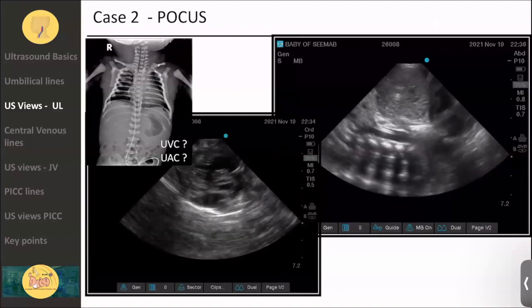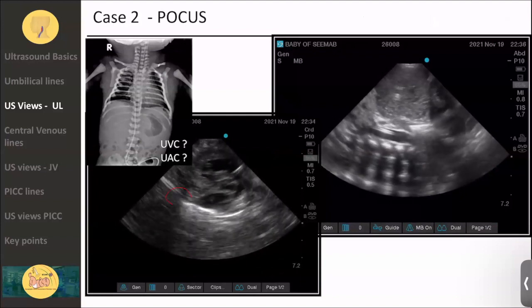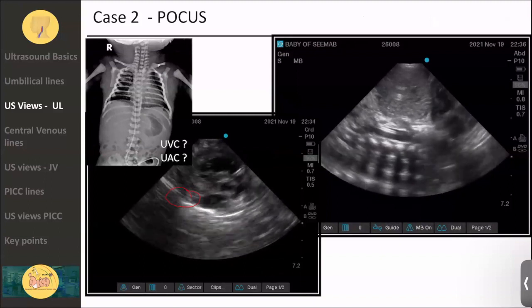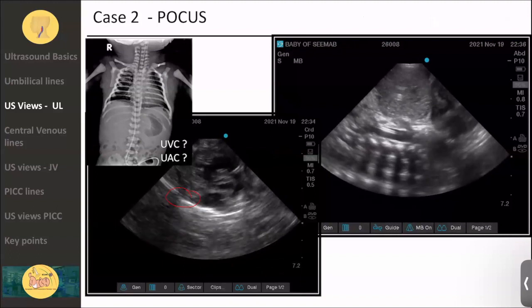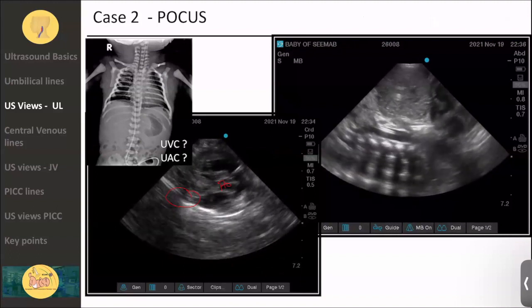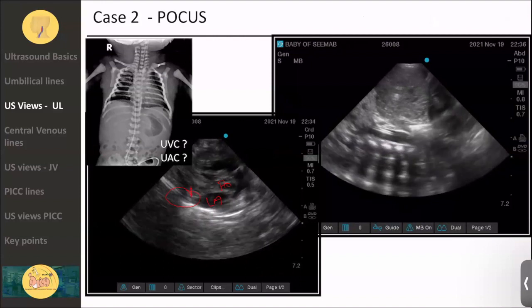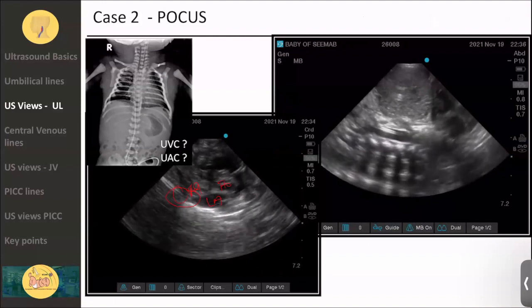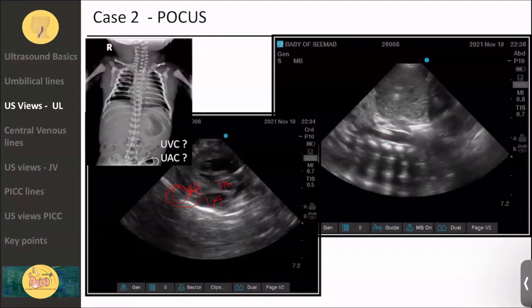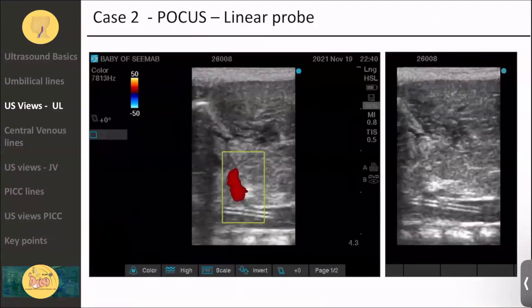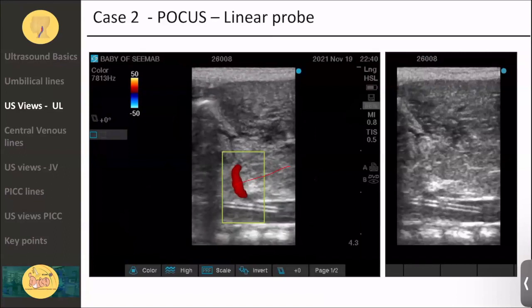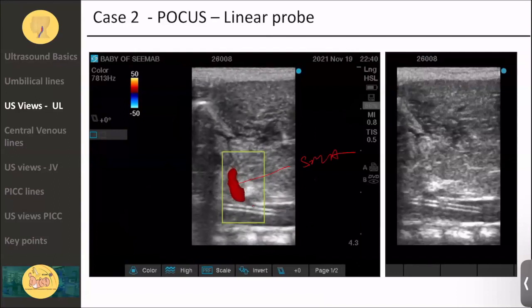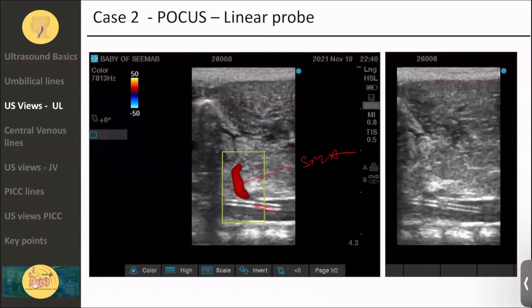Another case, you can see that the UVC tip is here, and this is a near perfect place. Sometimes you don't get an excellent or best view, because you have to angulate. So this is aorta, this is LA, here it will be RA. So the line is almost at the perfect tip. For the umbilical arterial line, again crossing. Sometimes the linear probe can also help. You can see that this red color is the SMA, and you can see this line very clearly, and the line is crossing this thing.